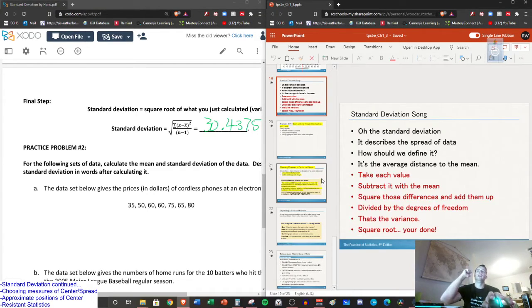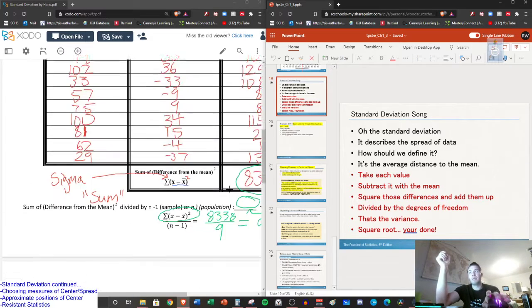There it is. Okay. So we sing it. Oh, the standard deviation, it describes the spread of data. How should we define it? Test question right here. It's the average distance to the mean.